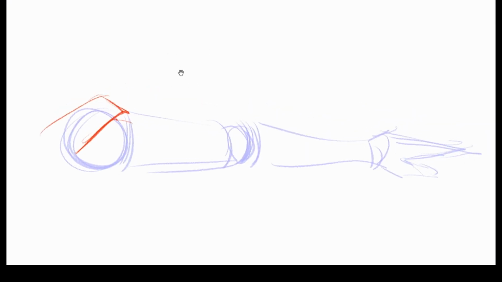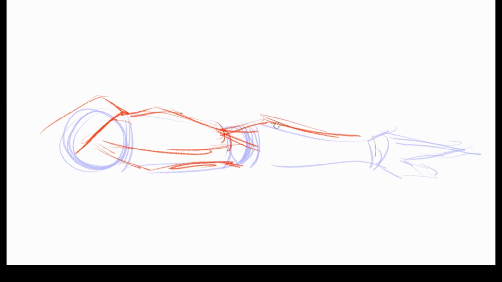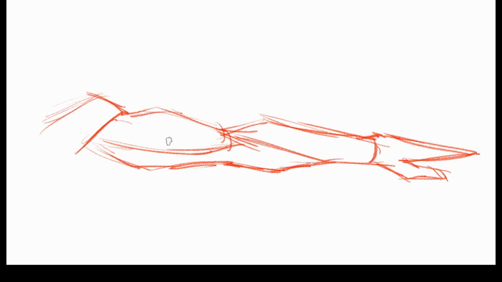So to draw an arm, you need to know only these two shapes. The first one is a circle and the second one is a cylinder. Just put them together, just like I am doing here. So this is the basic construction for drawing an arm.